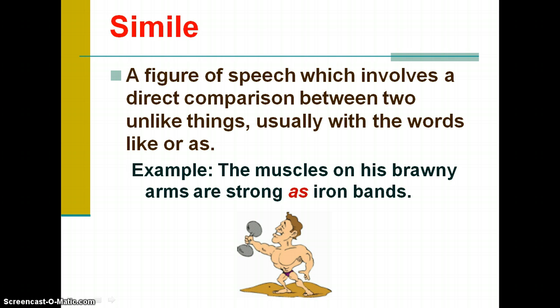Look at an example that we've got for a simile. The muscles on his brawny arms are as strong as iron bands. We are making a comparison there between the muscles on his arms and iron bands. We're using as to make that comparison to show you how strong his arms really are.